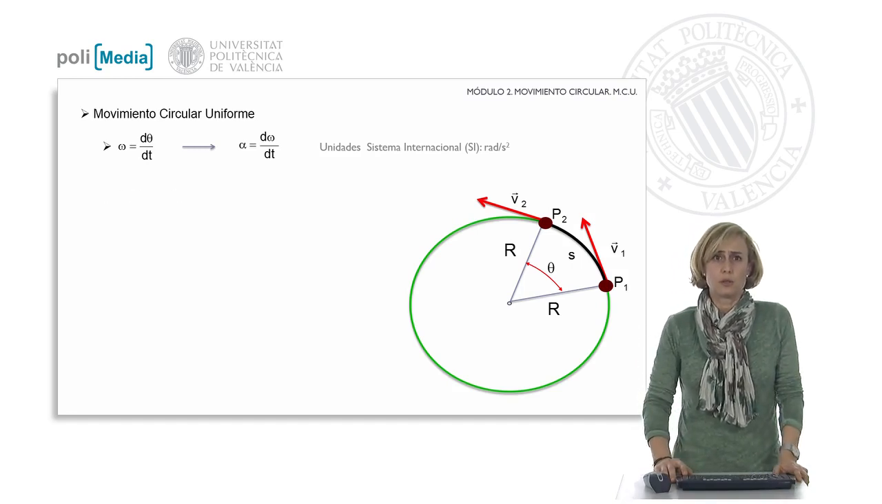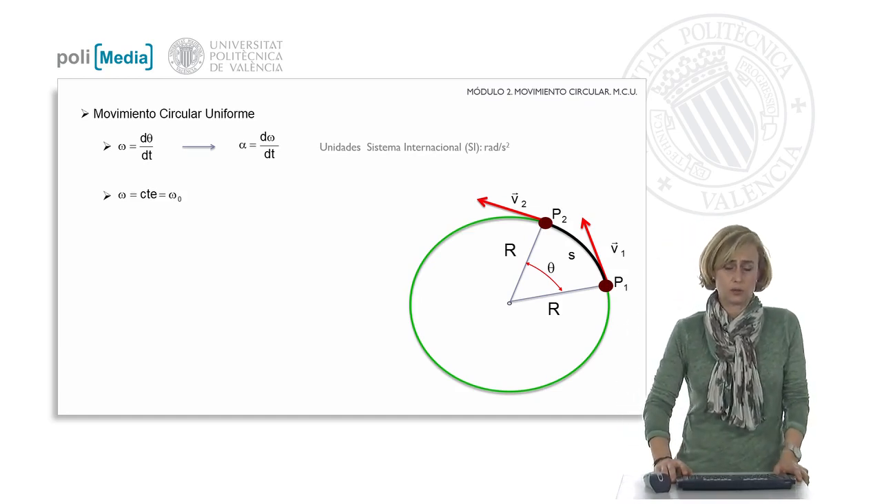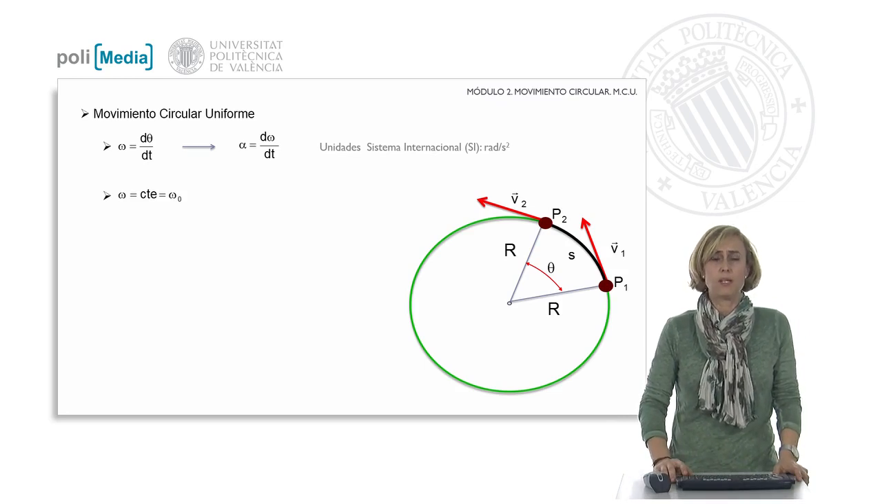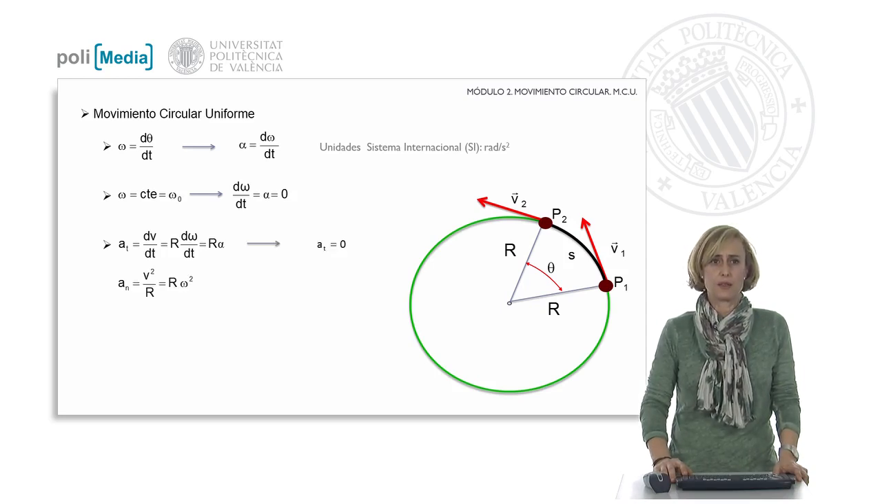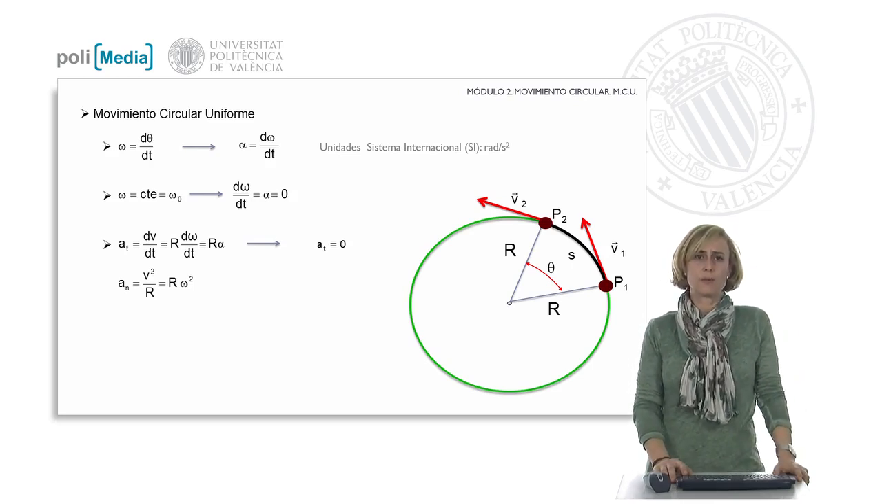In the case of a circular and uniform motion, omega is constant, equal to omega sub 0, and therefore the angular acceleration will be 0. If we express the intrinsic components of the acceleration as a function of these quantities, we obtain that the tangential acceleration is equal to r times alpha, and in this case is 0. The normal acceleration can be expressed as r times omega squared. In this case, a sub n will be constant.